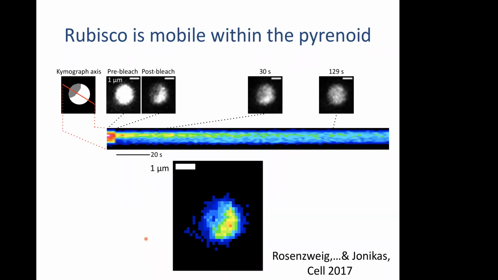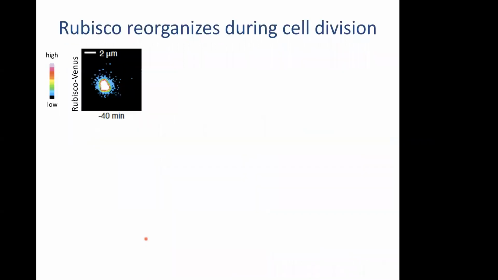So what else do we see about these Pyrenoids? Well, something really interesting happens as these cells are going through cell division. So here's an image just of the Pyrenoid through imaging the Rubisco, the rest of the cell is here, you can't see it, and it's condensed.